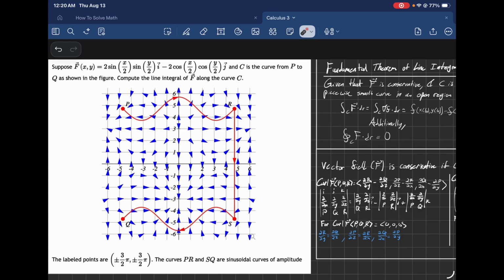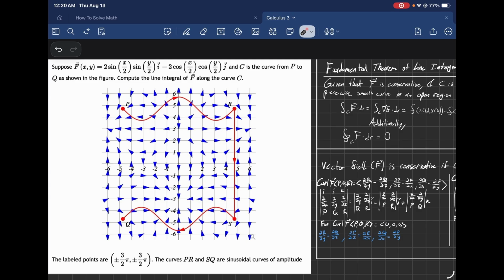It's me, David aka W, and today we're asked to compute the integral of f along this curve C, where C is a curve from P to Q as shown in this figure. And while this may look like it's going to give you some trouble, once you start breaking this apart, this is actually a really easy integral to solve.